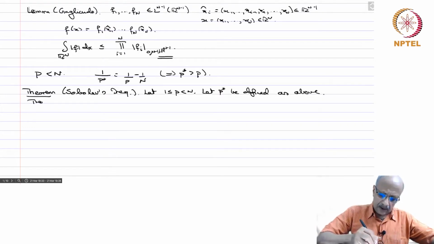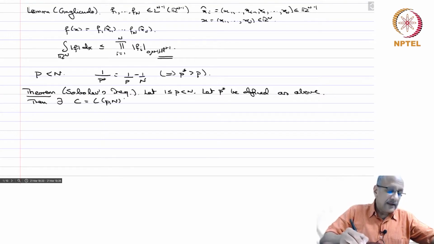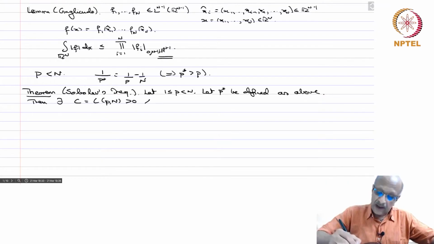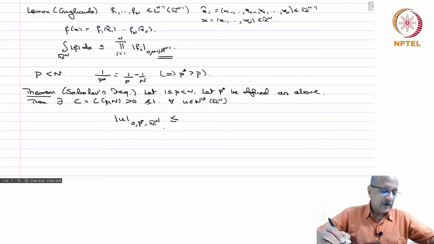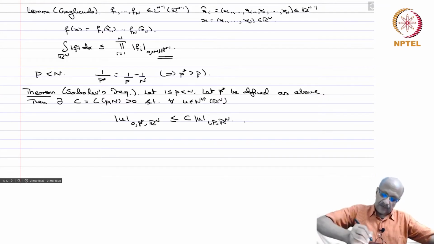Then there exists a constant c, which depends only on p and n and is strictly positive, such that for every u in W^{1,p}(R^n), we have the norm of u in L^{p*}(R^n) is less than or equal to some constant times the norm of u in W^{1,p}(R^n). Okay, so this is the Sobolev inequality. Okay, so proof. Step 1.